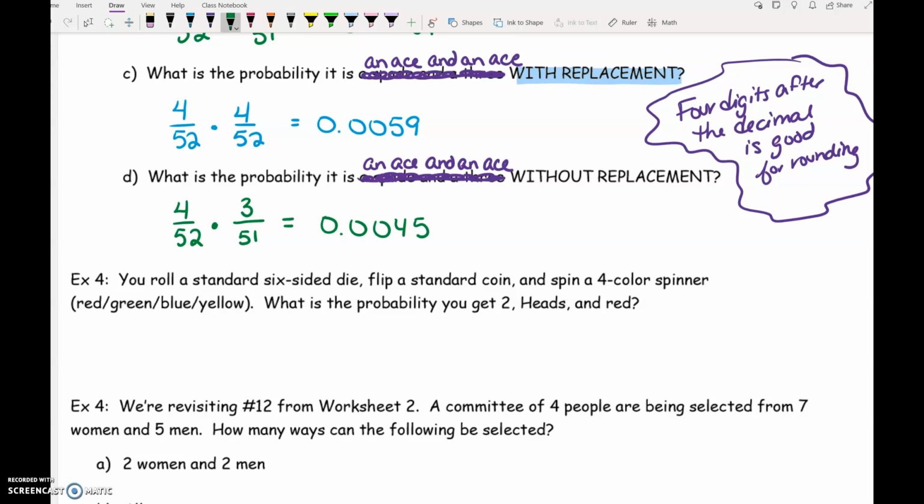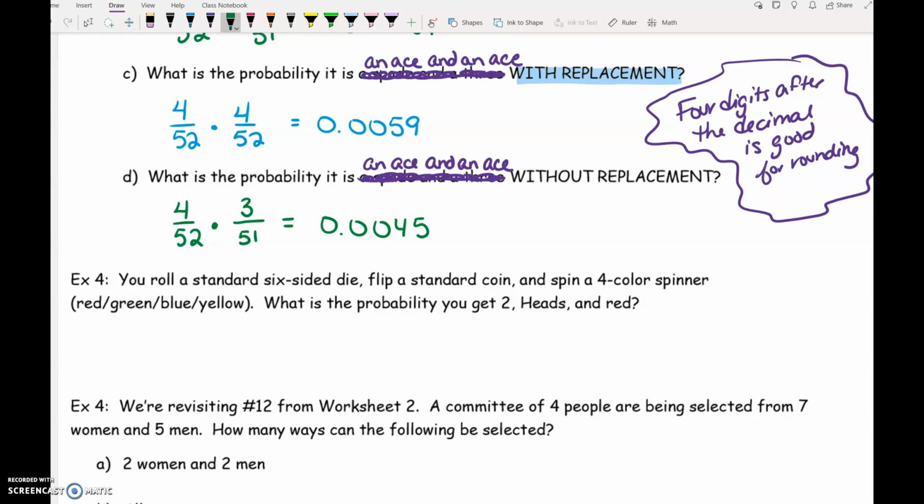0.0045. Now these numbers are so small that it's hard to even comprehend what they mean, but do you see how example D is a smaller number than example C? So if you put the card back, you are more likely to get the card that you want. If you don't put the card back, you're going to have less of a chance. So imagine doing 4 cards, an ace every time. 4 out of 52, 3 out of 51, 2 out of 50, 1 out of 49. Multiply that all together, that would be a very, very low probability that you would get all of those cards.